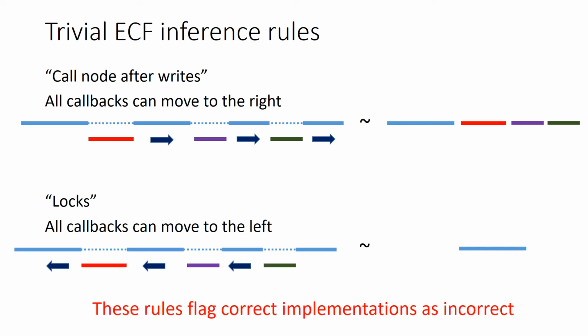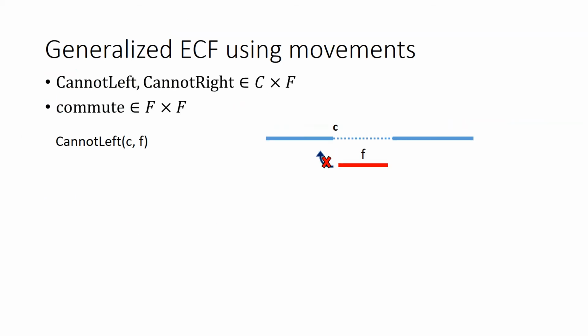These two simple rules line up with the simple code fixes shown earlier for the bank example, but in more complex code, these rules may flag correct implementations as incorrect. In the paper, we elaborate on such examples. ECFChecker implements a generalized algorithm that does not assume movements of callbacks must be either to the left or to the right, but allows a mixture.